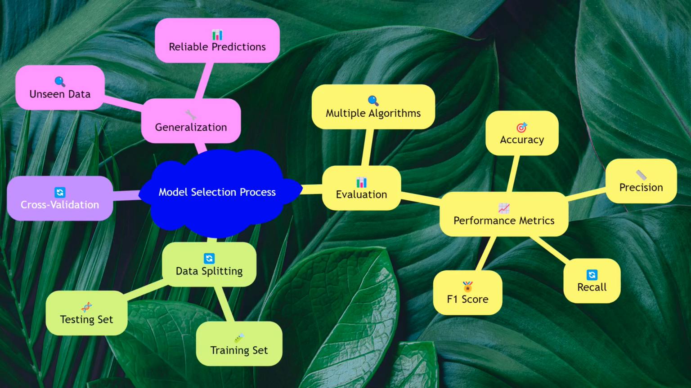Selecting the right model involves evaluating multiple algorithms to determine which performs best on your data. This process includes splitting the data into training and testing sets, using cross-validation, and assessing performance metrics like accuracy, precision, recall, and F1 score. Model evaluation ensures that the chosen approach generalizes well to unseen data, providing reliable predictions.